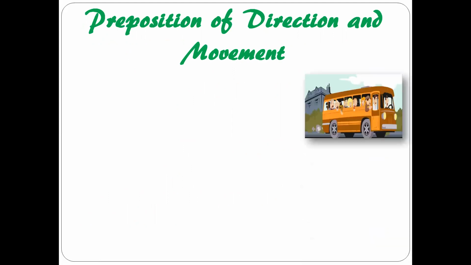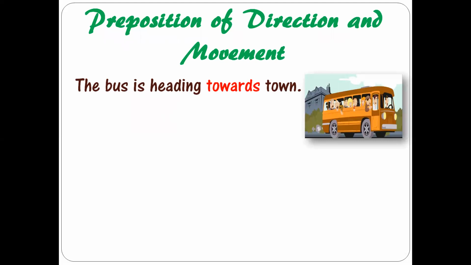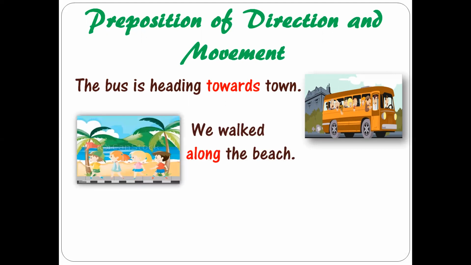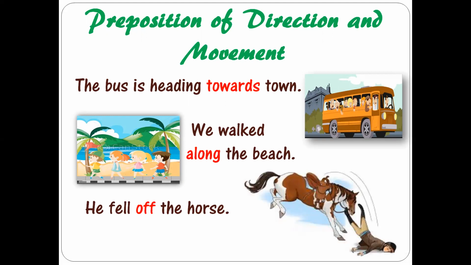Now the next category is preposition of direction and movement. It tells us in which direction we are talking. The bus is heading towards town. So the bus is heading in which direction? Towards town, right? So "towards" is a preposition of direction and movement. We walked along the beach. So here "along" is again a preposition of movement. He fell off the horse, right? So all these prepositions are depicting a relationship between a noun and other words.